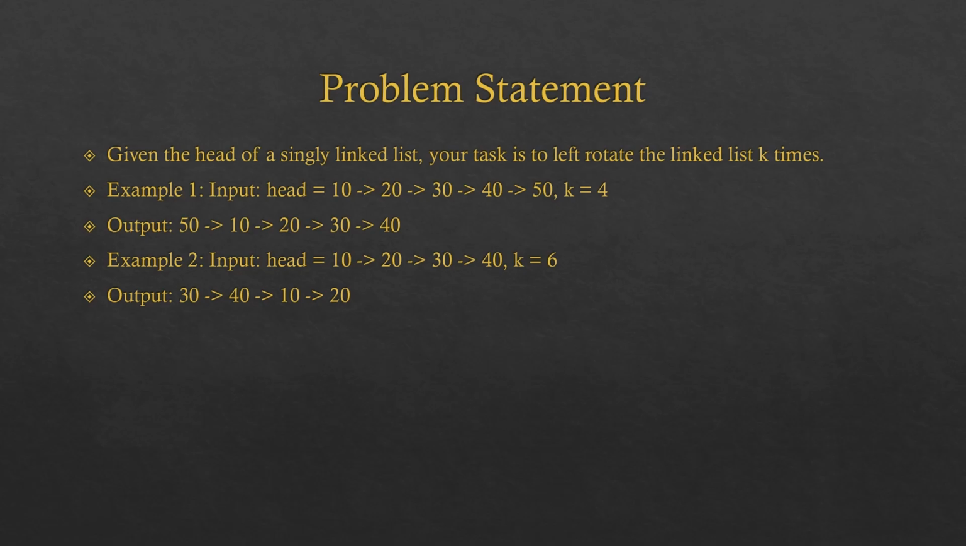Given the head of a singly linked list, our task is to rotate left the list k times. In the first example, we have a linked list with the nodes 10, 20, 30, 40, and 50. After rotating it 4 times, the output should be 50, 10, 20, 30, 40. In the second example, we rotate the list 6 times, resulting in the list 30, 40, 10, and 20.